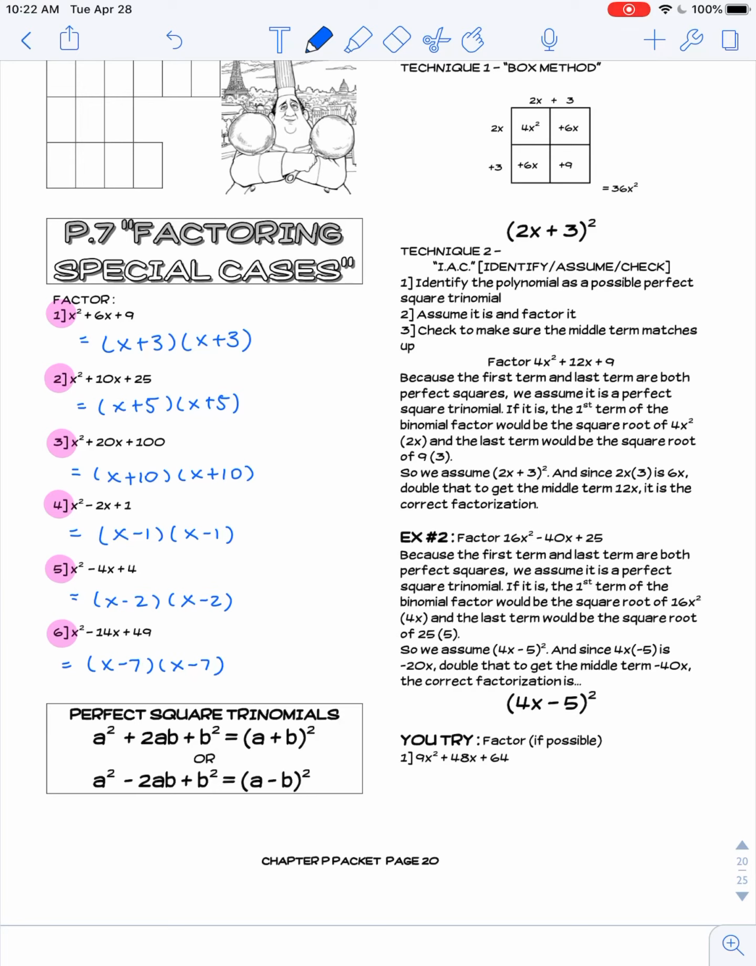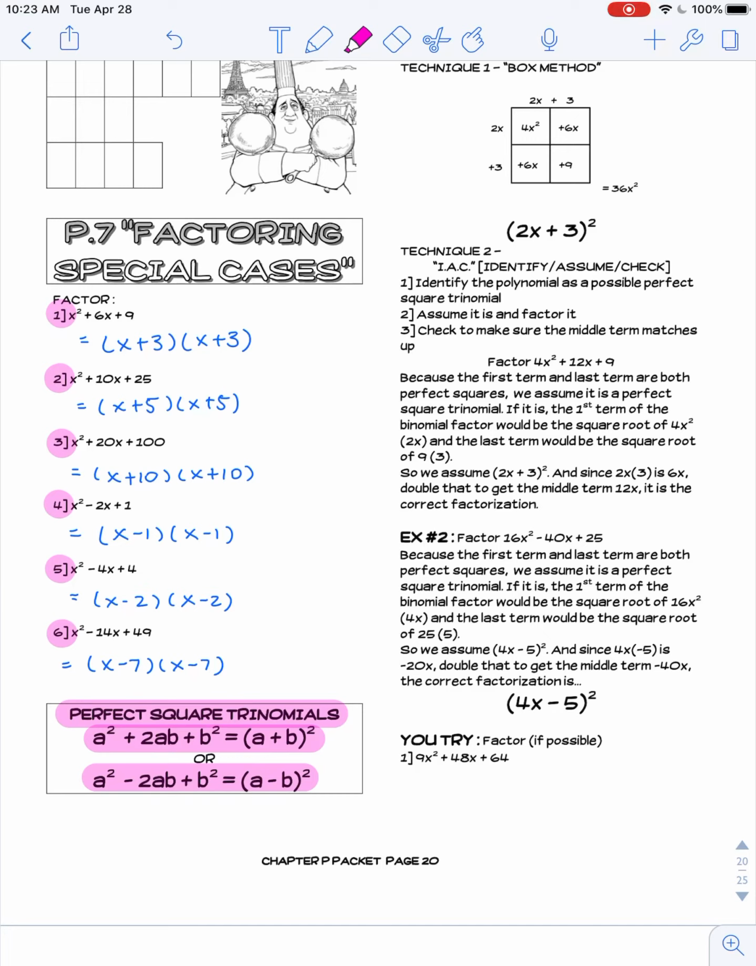Okay, so our first thing we're going to look at today is what we call perfect square trinomials. So there's two ways you're going to see this. It's either a squared plus 2ab plus b squared equals a plus b times a plus b, or a plus b squared. And the other thing you'll see is a squared minus 2ab plus b squared equals a minus b times a minus b, or a minus b squared.